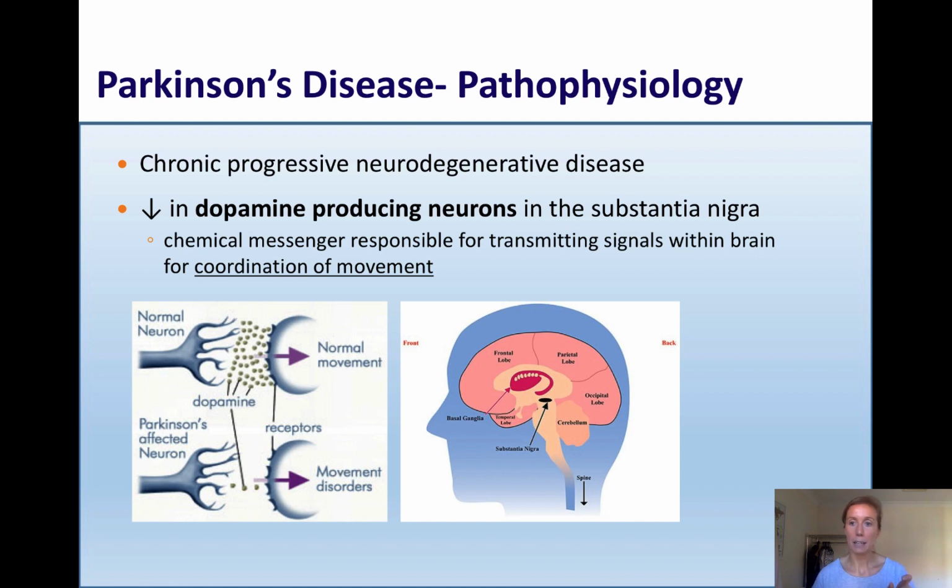Now, dopamine, which some of you might know, is the chemical messenger responsible for transmitting signals within the brain for the coordination of movement. So we can understand that where there's an issue with this chemical messenger and we've got reduced amounts, we're going to have implications for our movement. If you look on the left, you've got your normal neuron at the top, your Parkinson's affected neuron at the bottom, and you can see that reduction in dopamine release.